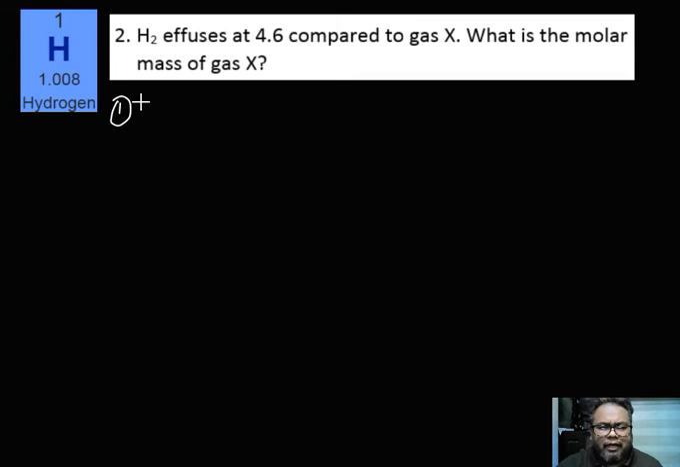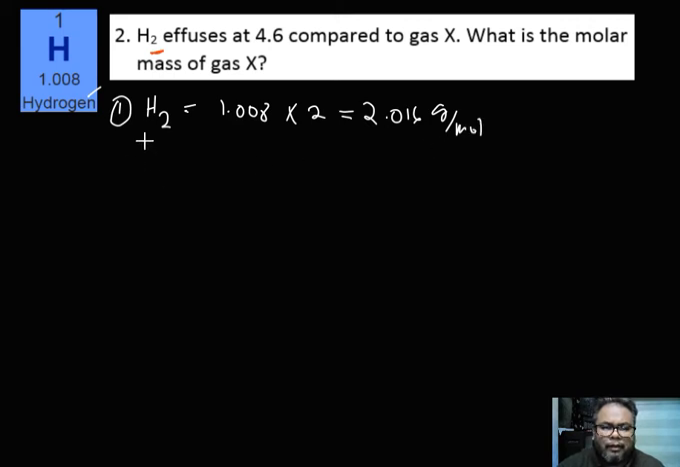Again, we have to identify the molar mass of the given element. That is hydrogen, and this is the information about hydrogen gas. So that is 1.008 times 2. You might be wondering why times 2. It says here times 2, because hydrogen is a diatomic molecule. So this will give us 2.016 grams per mole. And then the second one, we do not know what the molar mass of gas X is, so let's leave it there muna.